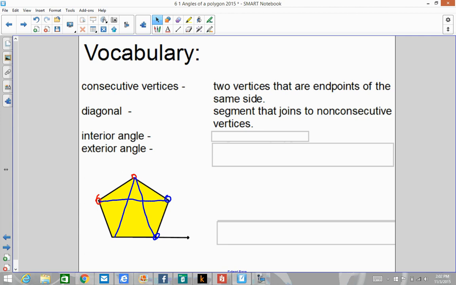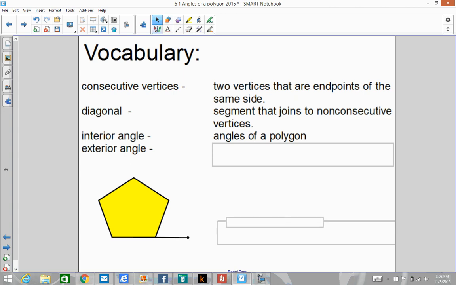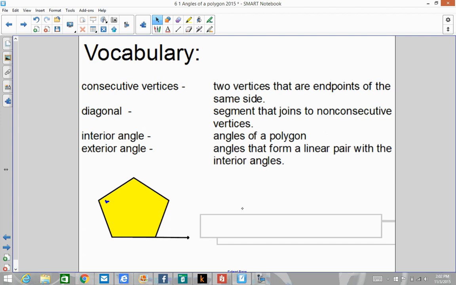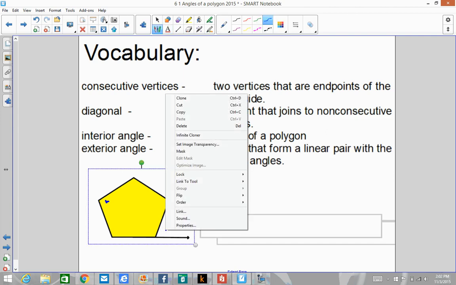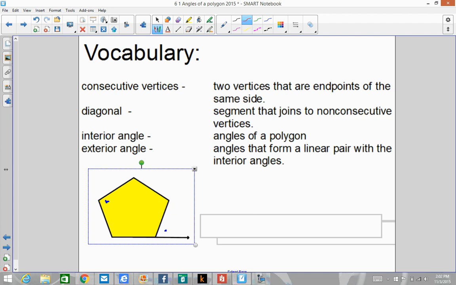Okay. And finally, an interior angle. An interior angle is an angle that is on the inside of the figure. So this is an interior angle here. And then an exterior angle is an angle that's formed by extending a side. And so this is an exterior angle. So this is our exterior, this is our interior angle. All right, make sure you know those vocabulary words.